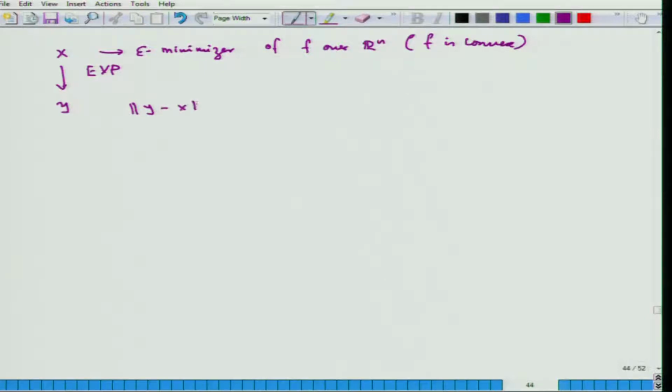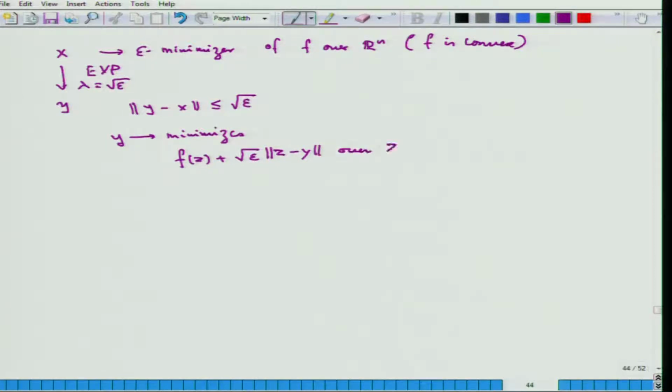instead of general lambda, let me just take lambda equal to root epsilon. So, I will have norm of y minus x less than or equal to epsilon by root epsilon, and y minimizes strictly. So, I am taking lambda equal to root epsilon in the EVP, and this is what we already have known from EVP.